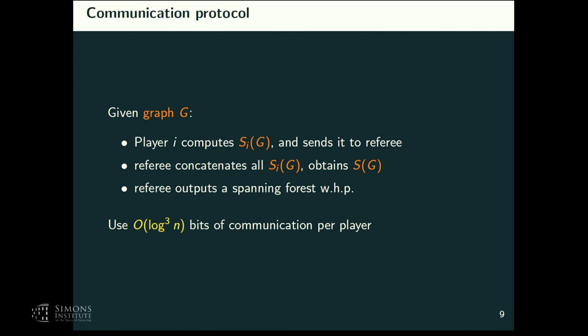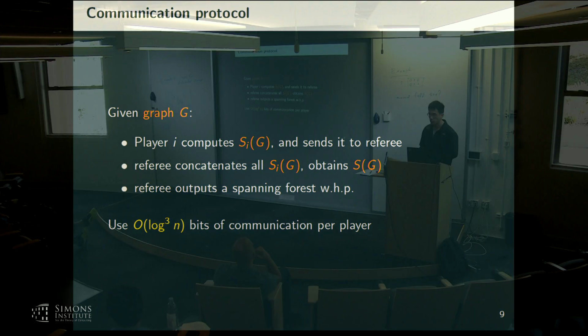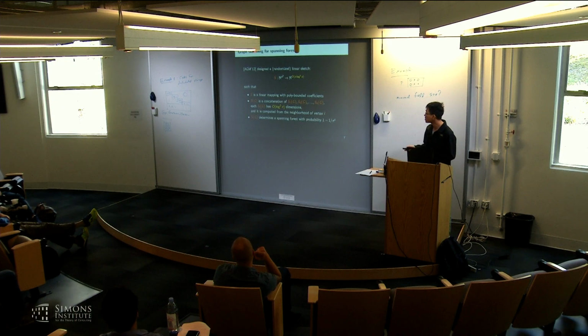So what was the condition of S of G again, that you can reconstruct? Yeah, from S of G you can compute a spanning forest with high probability.